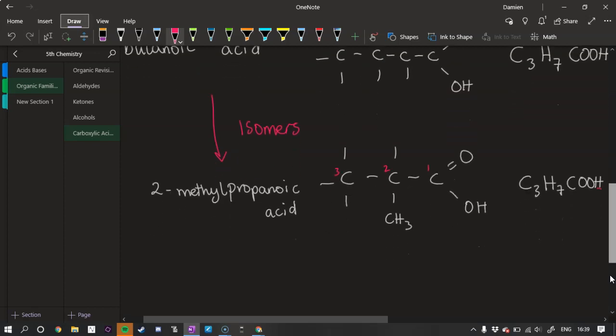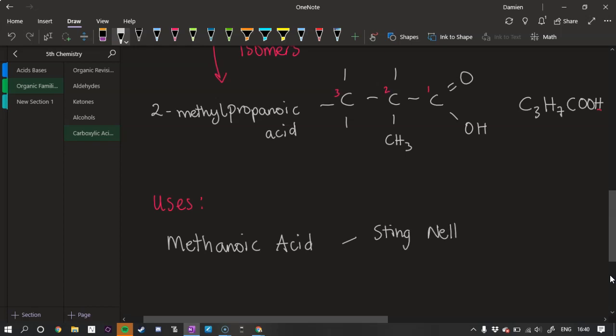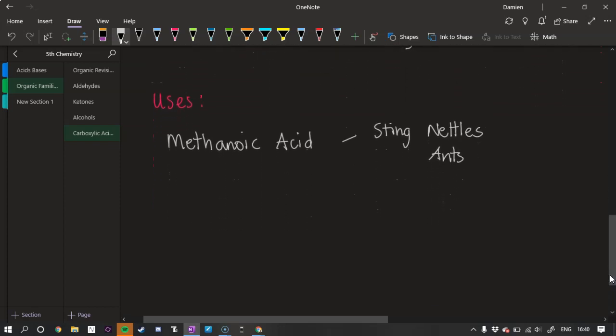So we've got to look at some uses of these. Uses is next. When we're looking at the uses of the carboxylic acids, the first one we're going to look at is methanoic. Methanoic acid, it's not really a use, but it is found in the stings of ants and nettles. So your nettle sting, that's what it contains, and ant stings as well. And I think wasp stings too.